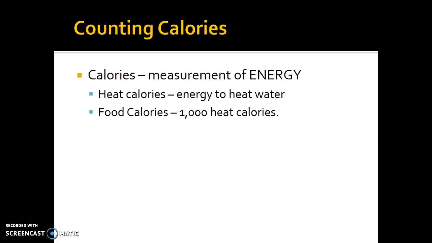And so when we looked at counting calories, what we were really looking at is how much energy is in the food that you eat or that you burn when you do particular activities. And so there's a difference between these heat calories, which is the amount of energy to heat water, and food calories, which are a larger amount of energy. So 1,000 heat calories equals 1 food calorie.